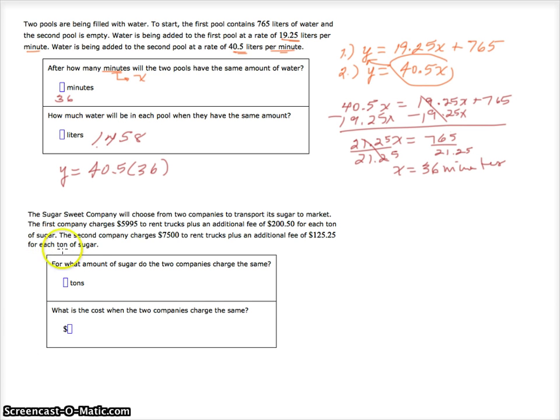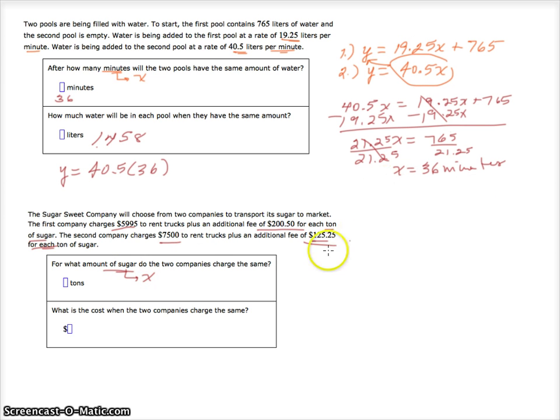Let's take a look at the second example. The Sugar Sweet Company will choose between two companies to transport sugar to market. The first company charges $5,995 and an additional $200.50 on each ton of sugar, so that's my rate. The second company charges $7,500 but only charges $125.25 for each ton of sugar, so that will be the second rate. For what amount of sugar will the companies cost the same? Okay, so each ton, so tons is x.